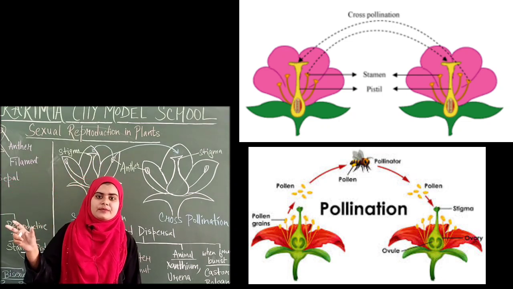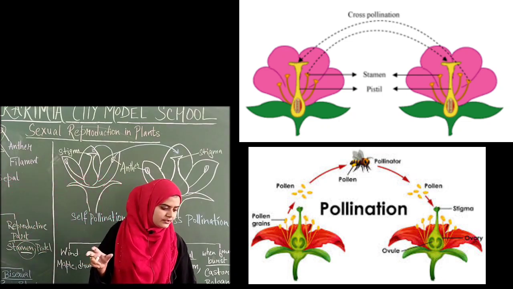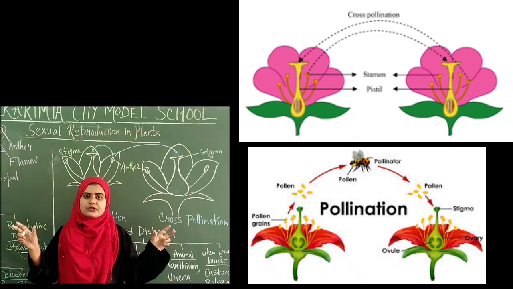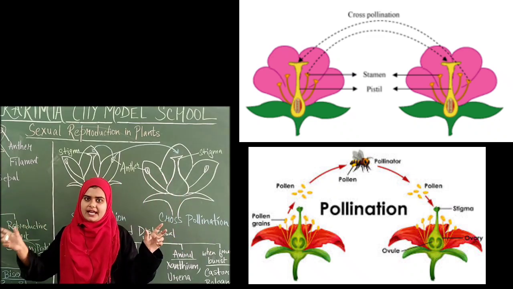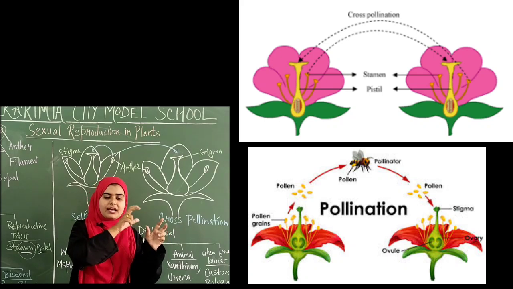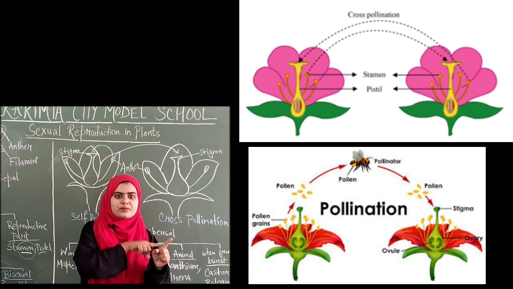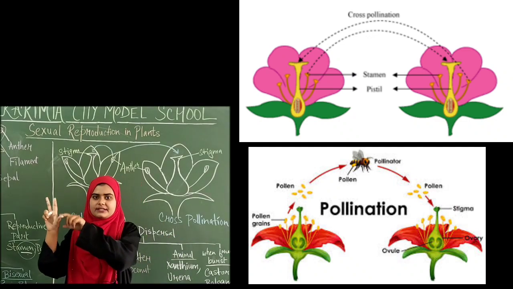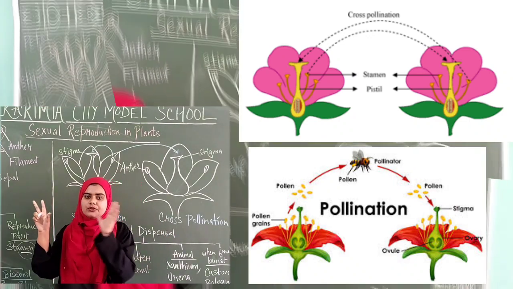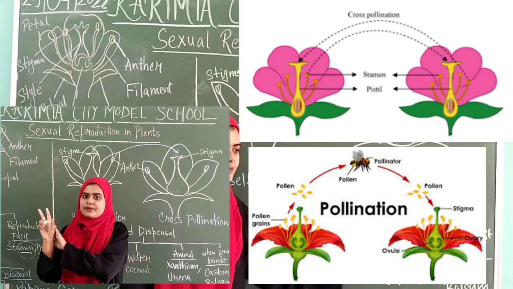Suppose we have two rose plants. From this rose plant the anther will travel to this stigma, and here the pollination will happen. Then this is what? This is cross-pollination. It is not happening in this plant only. Now we will understand it is not happening in the same plant.